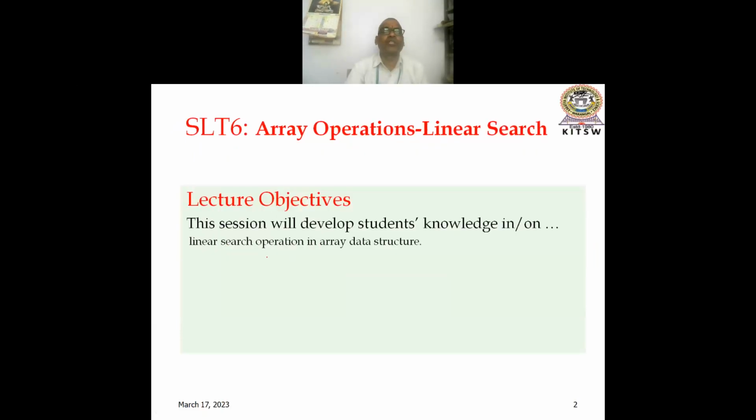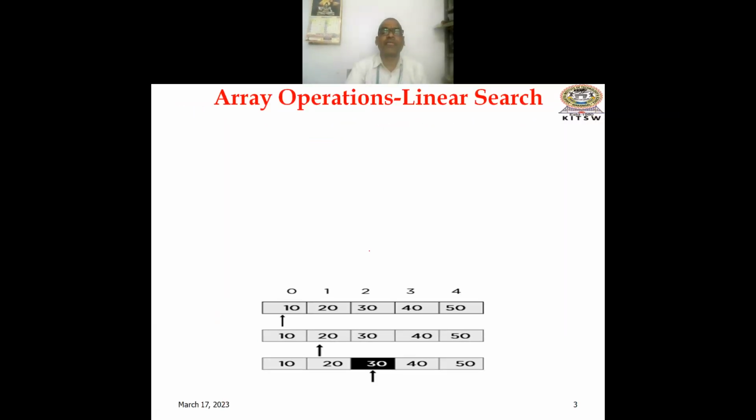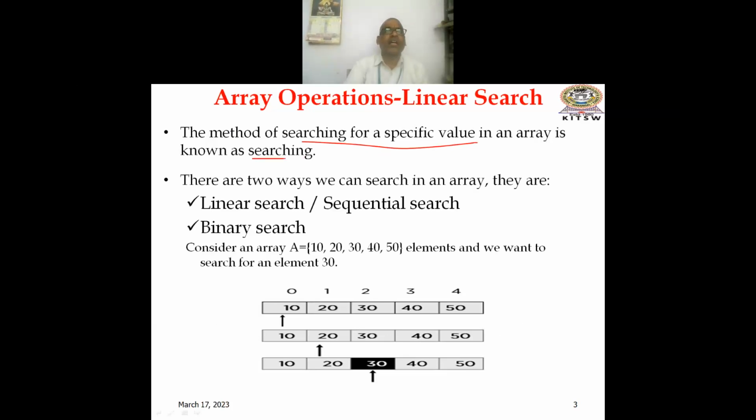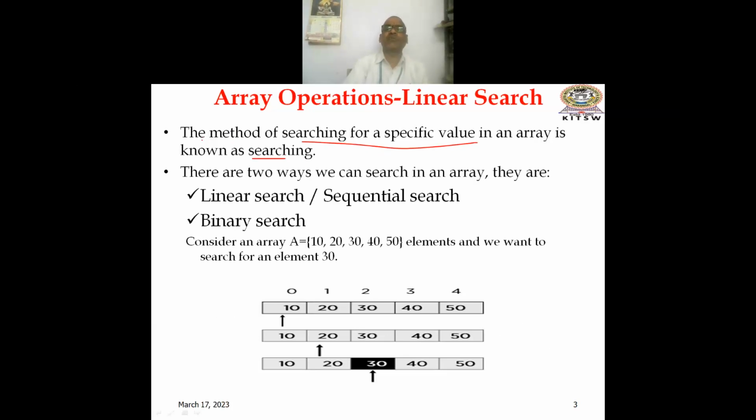The objective of this self-learning topic is that this session will develop the students' knowledge of the linear search operation on the array data structure. So what is linear search? The method of searching for a specific value in an array is known as searching. There are two ways we can perform the search in an array. One is called linear search or sequential search, and the second method is called binary search.